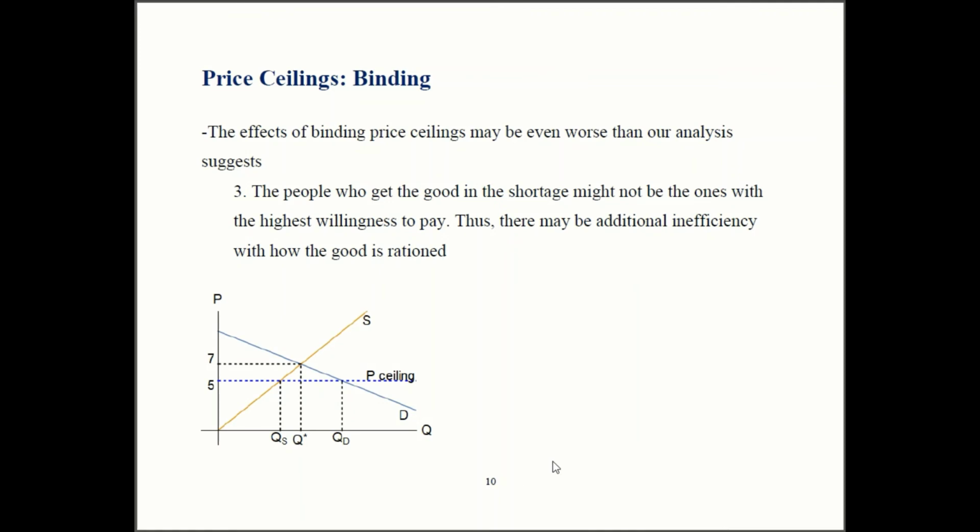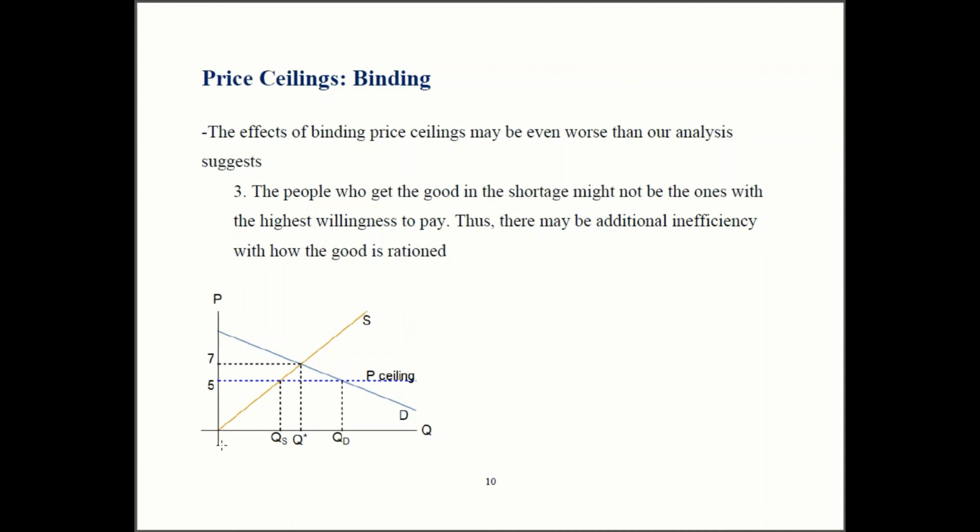Another possible issue with a binding price ceiling is that the people who receive the good are not necessarily the ones who value it the most. So you have this many people, QD, who want the good. You only have QS, this amount available. So QS, I found that by looking at where the price ceiling meets supply. That's how many goods are available. I found how many people want the goods by looking at where demand meets that price ceiling. So you have more people who want the good than there is available.